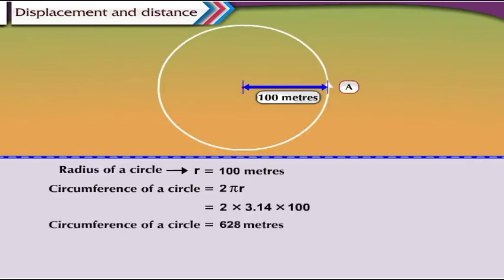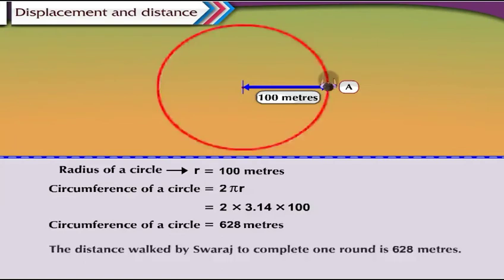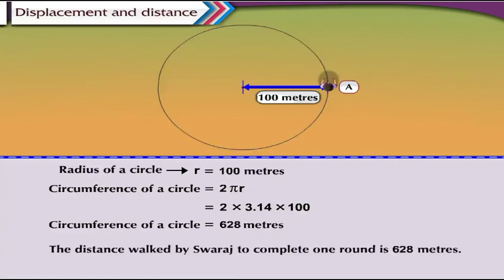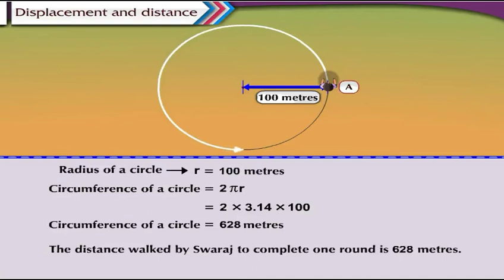While completing one round, he started from point A and again came back to point A. Thus, the distance between the starting point and the end point is 0. Therefore, the displacement of Swaraj is 0. Let us now study one more example.